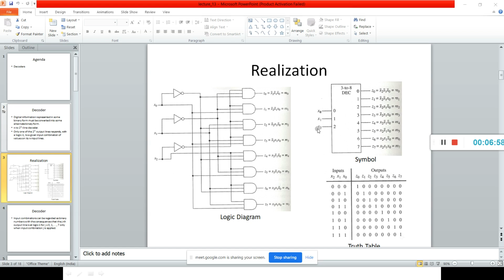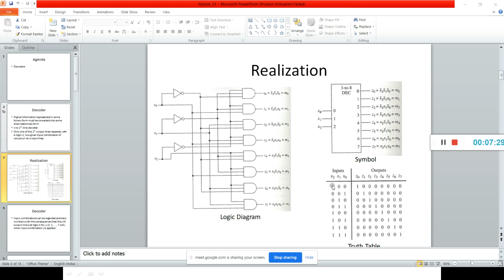Suppose you are selecting Z0, that means at the input side you have 0 0 0, then Z0 you will select; 0 0 1, then Z1 you will select; 0 1 0, then Z2 you will select. Similarly you will try to draw this, these min terms will be implemented with the help of NOT gates and 3 input AND gates.